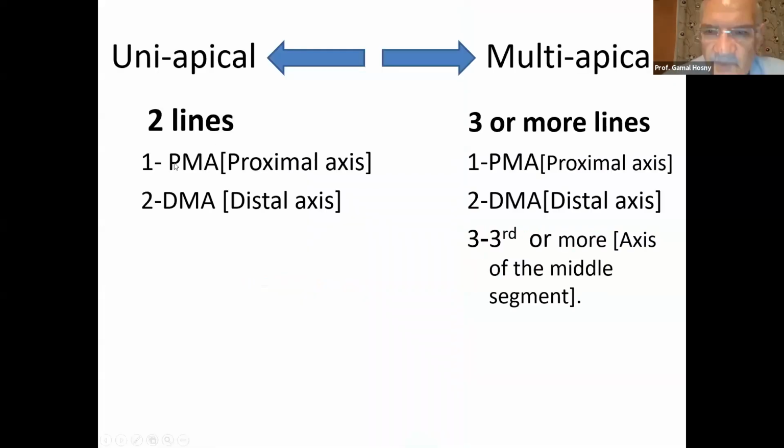So what's the difference between uniapical deformity and multi-apical deformity? Why do you want to differentiate? Because if you have a uniapical deformity, you need one osteotomy. If you have multi-apical, you have two osteotomies. If you have a uniapical deformity, you can draw only two lines. In multi-apical deformities, you can have three or more lines: a proximal line and distal line, and a third or more lines to represent the middle segments of the bone. So if you have a uniapical deformity, we have a proximal axis and distal axis. If you have multi-apical deformity, you have proximal axis, distal axis, and a third line.